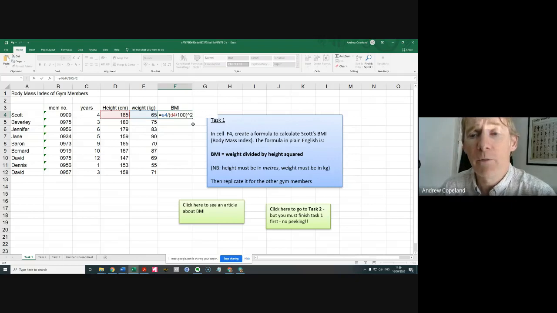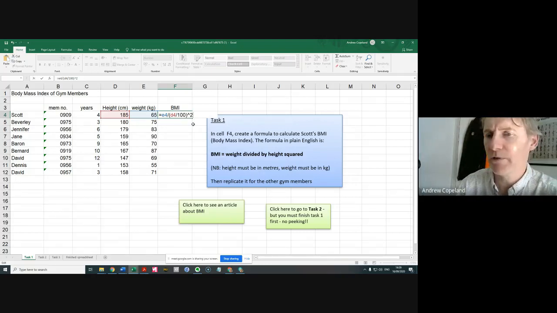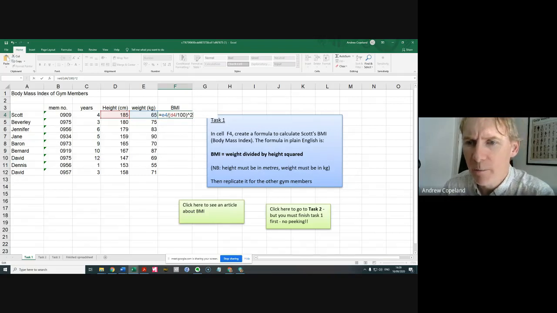Now I did ask if you're okay with that so far because that's it. It's finished. See, before I press enter, as soon as I press enter, it does the calculation. But have a look at the structure of it. We're basically taking his height, which is in D4, dividing it by 100. Do you remember why that was?